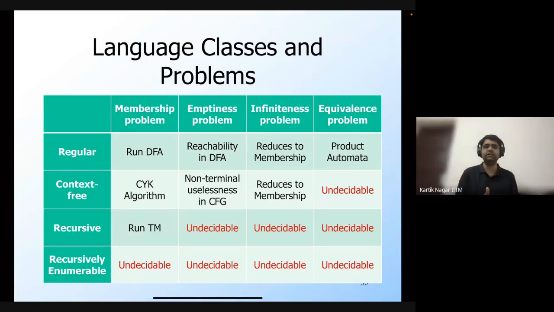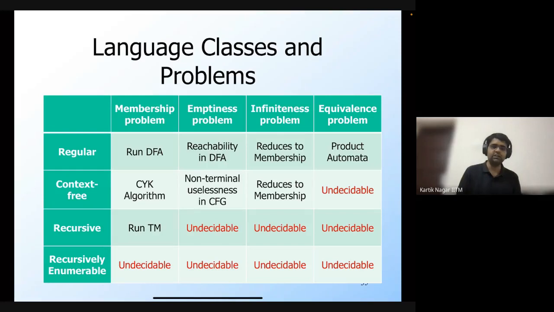If you're given a string and the DFA, you simply process the string using the DFA, and you'll be able to determine whether or not the string is in the language. Similarly, for context-free languages, we have seen the CYK algorithm. For recursive languages, I can again simulate the Turing machine, which is deterministic. In theory, the Turing machine has infinite memory, but that's fine, since you can always add more memory to a practical machine as well. So this can be done in practice too.